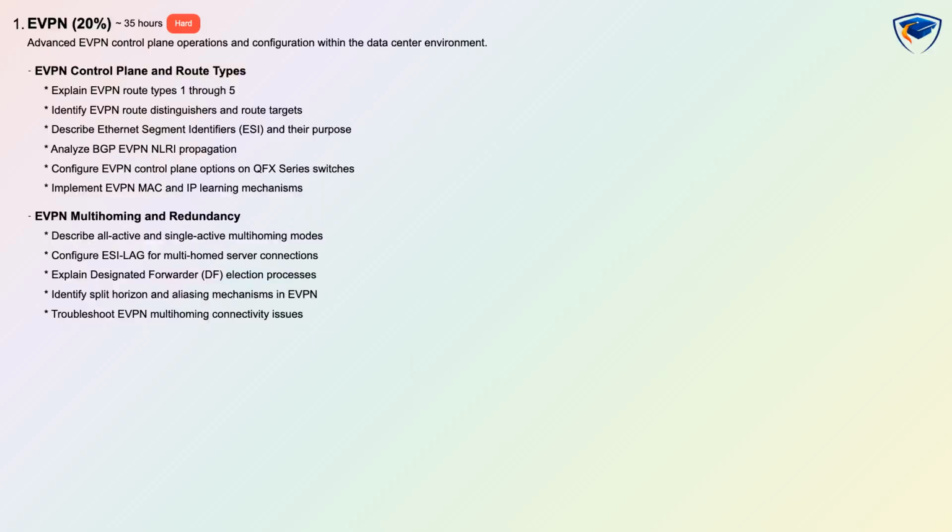EVPN carries 20% of the exam and is hard, with about 35 hours of estimated learning and scenario-based assessment. You will learn advanced EVPN control plane operations including EVPN route types 1 through 5, how route distinguishers and route targets work, and the purpose of Ethernet segment identifiers. The domain shows how BGP EVPN NLRI propagates and how to configure EVPN control plane options on QFX series switches.